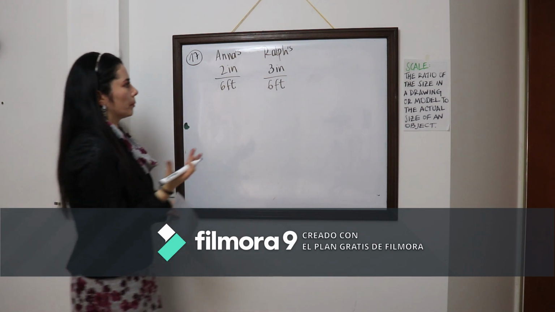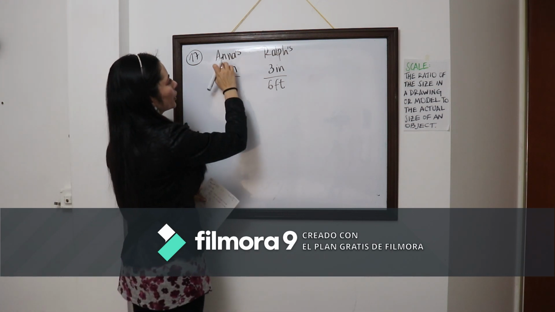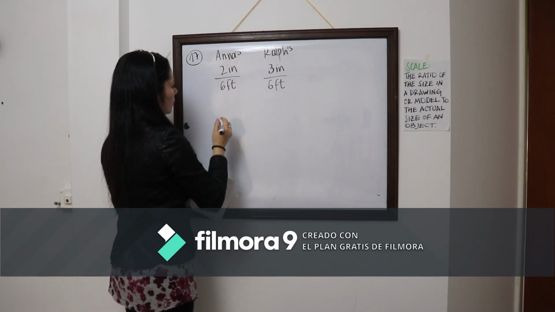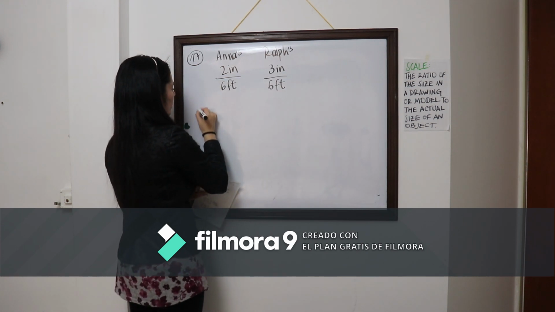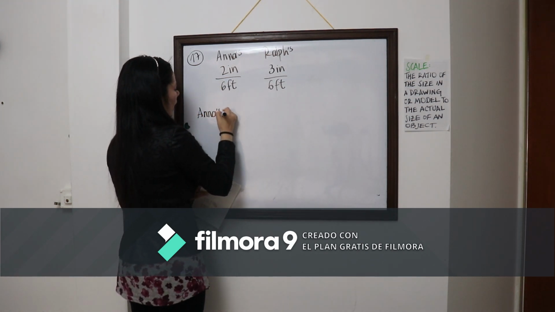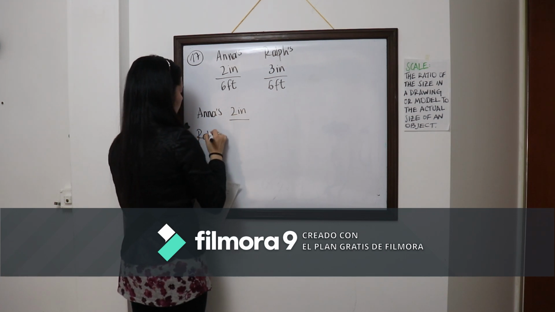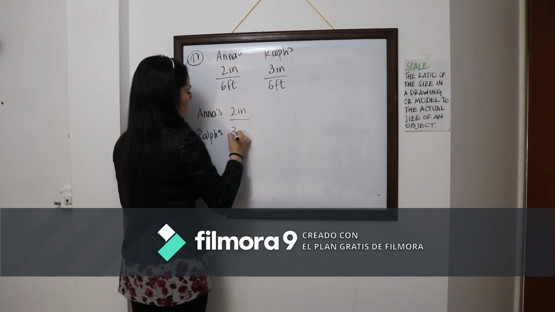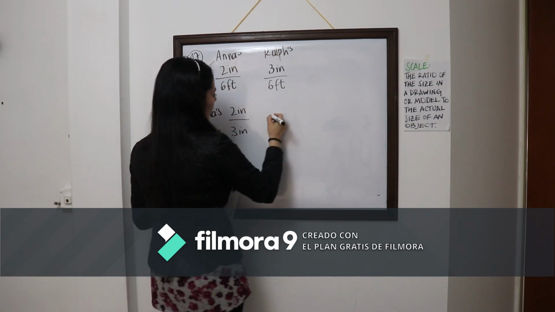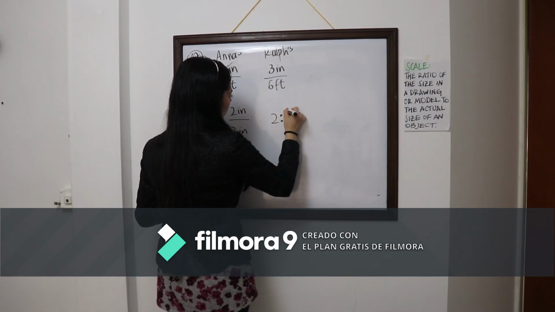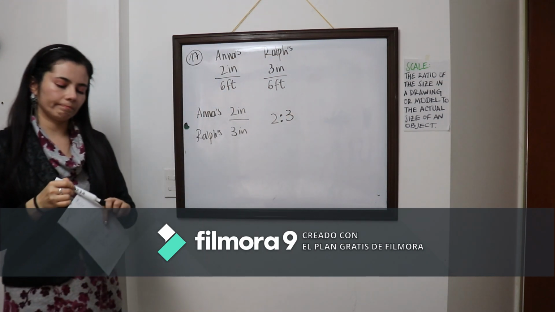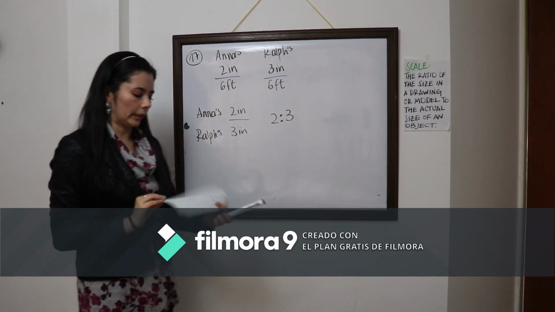So it's actually pretty simple, because now I'm going to make a ratio between Anna's and Ralph's. So my ratio is going to be now this way. Anna's is 2 inches and Ralph's is 3 inches. So that actually means 2 to 3. That's it. So pretty simple, really.